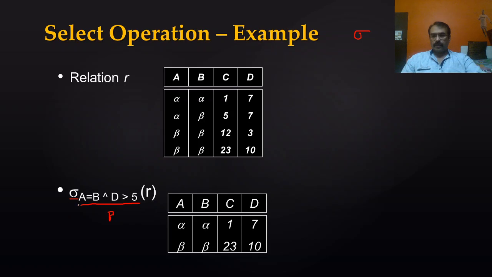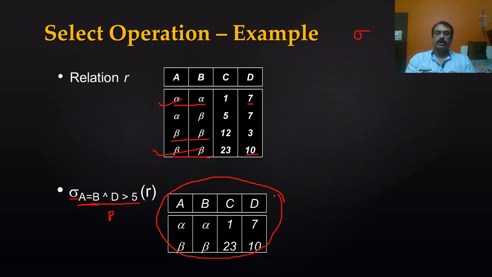So the first condition is A should be equal to B, in which cases we have A equal to B: in this case, this case, and this case. Okay, these are the 3 cases in which we have A equal to B, and this indicates and D is greater than 5. So out of these 3, D is greater than 5 in this case and in this case, only 2 cases. So this and this will be projected. Only 2 rows will be selected and placed in the output.